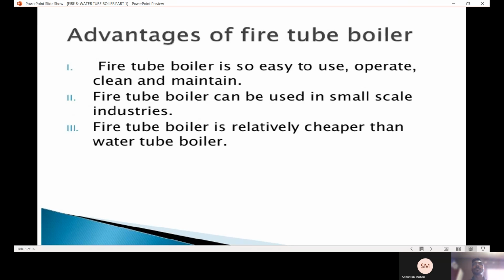Advantages of fire tube boiler. First, a fire tube boiler is easy to use, operate, clean and maintain. Second, a fire tube boiler can be used in small scale industries. Third, a fire tube boiler is relatively cheaper than a water tube boiler.